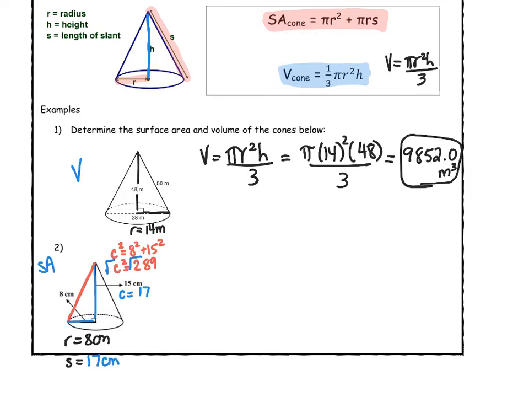Okay, so now I can go ahead and calculate my surface area. Surface area of a cone formula from my formula sheet or from up above says pi r squared plus pi r s.